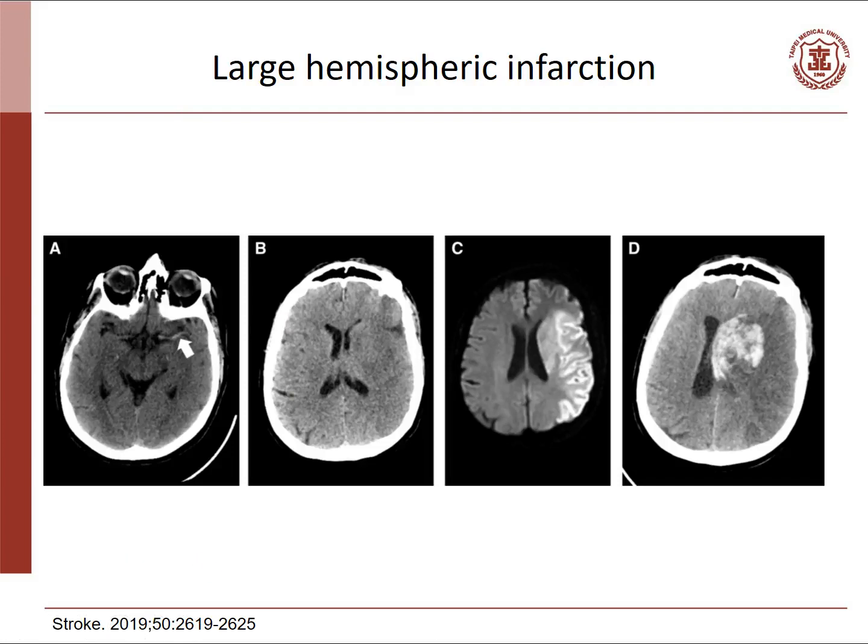So sometimes large hemisphere infarction can have a hemorrhage like this, hemorrhagic transformation. So for acute large artery stroke, you should be more aware of the malignant change and the progression, faster progression.